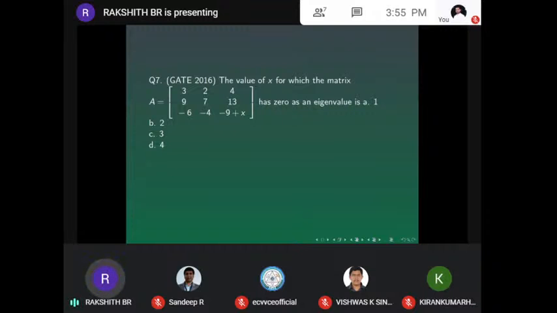Question number 7 reads as follows: the value of x for which the matrix A equal to 3, 2, 4, 9, 7, 13, minus 6, minus 4, minus 9 plus x has 0 as an eigenvalue is option A 1, option B 2, option C 3, option D 4.